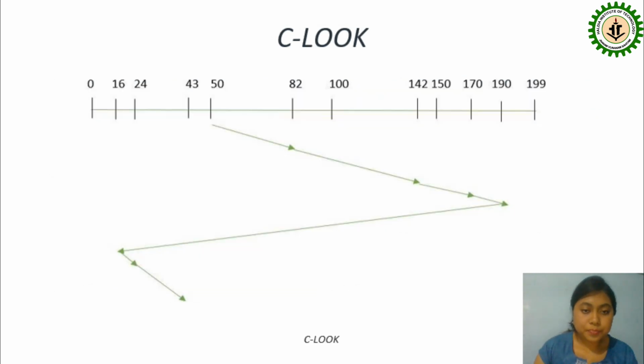So this is the diagram of C-LOOK. From 50 we go to 82. From 82 we go to 140. Then from 140 to 170, then 190. From 190 we go to the other end's last request, that is 16. Then from 16 to 24, and 24 to 43. Okay. So these are the algorithms basically used for disk scheduling.